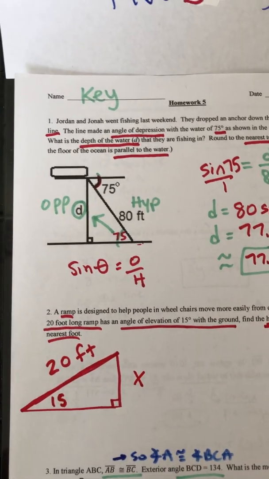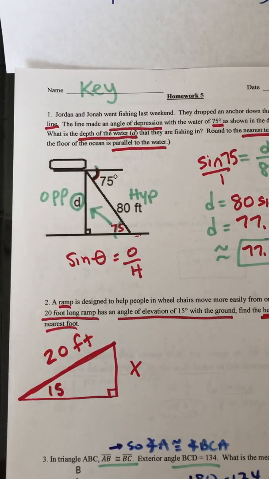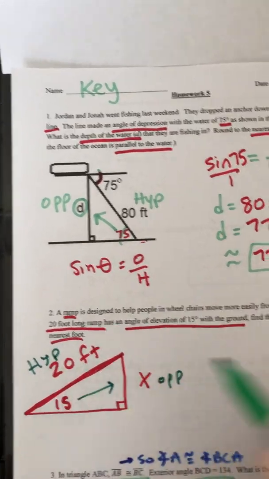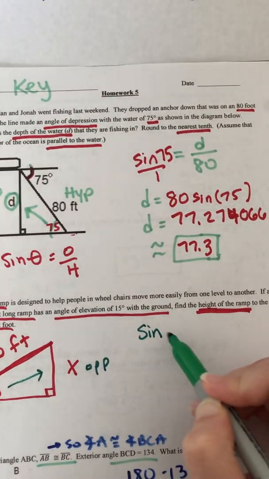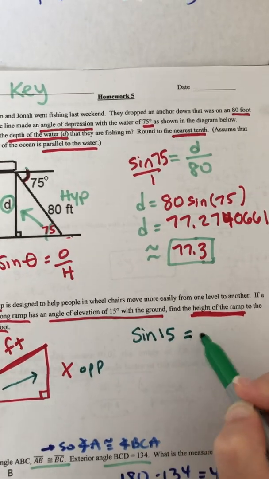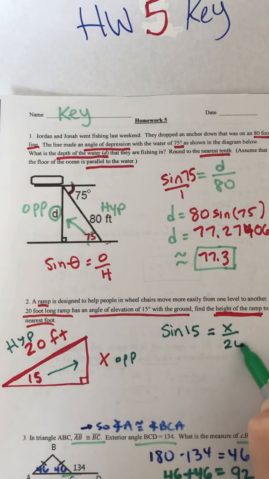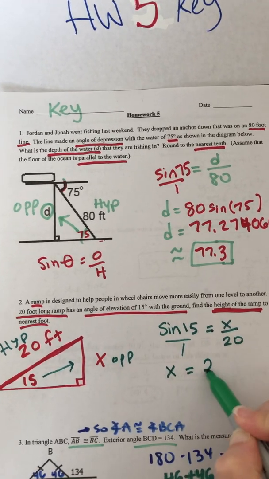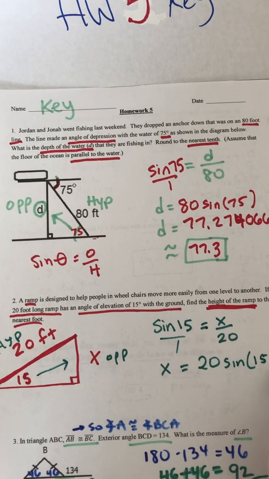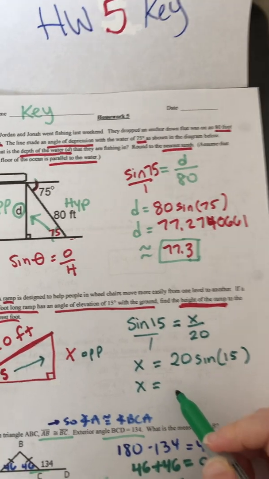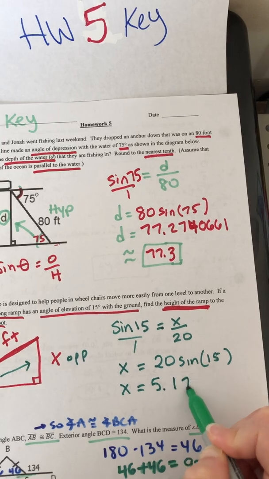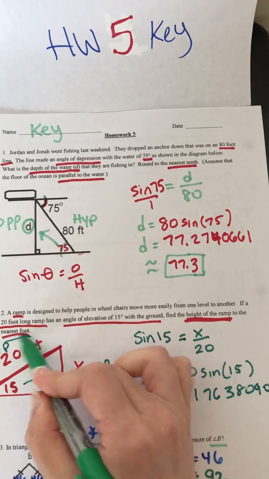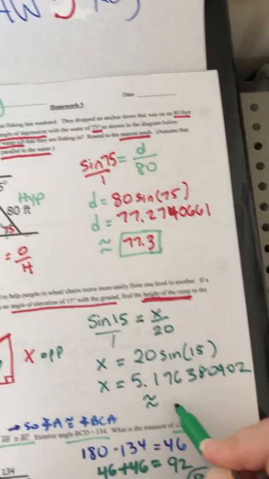That's the height. Now we look to label opposite, adjacent, or hypotenuse. Let's take a look. This is opposite. This is hypotenuse. So we're using sine again. Sine of the angle 15 is equal to the opposite side, which is x, over the hypotenuse, which is 20. You put it over 1 in order to cross multiply. 1 times x is x. 20 times sine 15. Write that down. Plug it into your calculator. You get 5.176380902. Nearest foot, that means whole number, that's about 5.